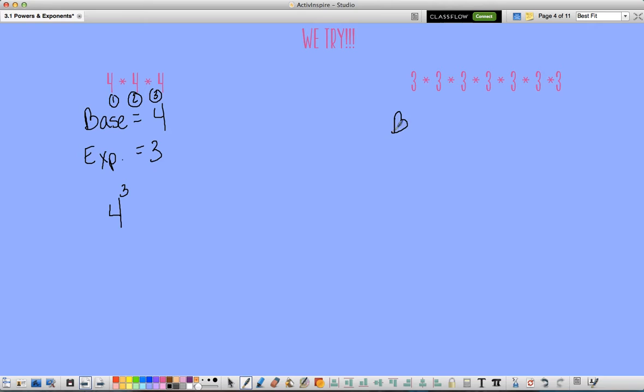Okay, so here, our base, the number that's being multiplied repeatedly, is 3. Our exponent, well, it's 1, 2, 3, 4, 5, 6, 7. It's being multiplied 7 times, so our exponent would be 7. So our base is the big number, and our exponent of 7 is the little number.